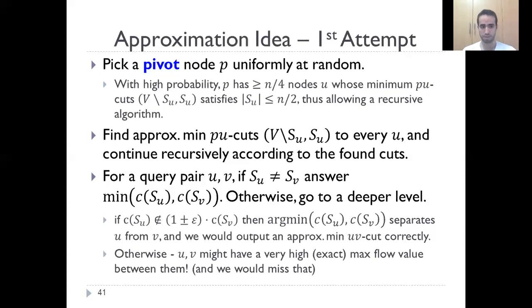However, if U and V had values that are close to each other, closer than the approximation ratio, then it is possible that their max flow value is very big, but we anyway send them to different recursion sets. And the reason we did that was that we had different cut to U and different cut to V. So we send them to different recursion sets just based on their cuts, and we didn't have any witness that they have small value to their cut.